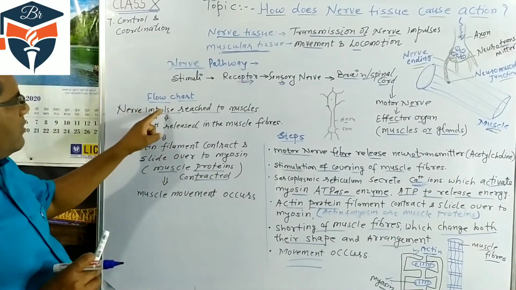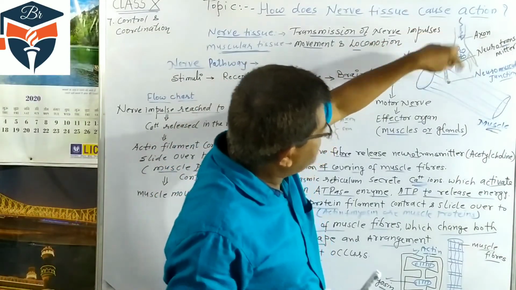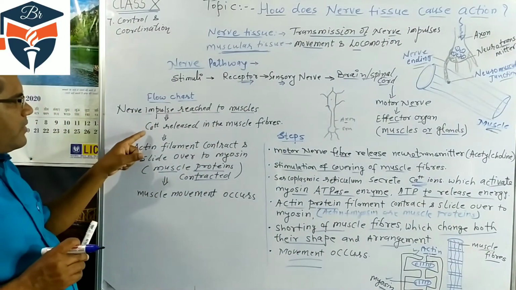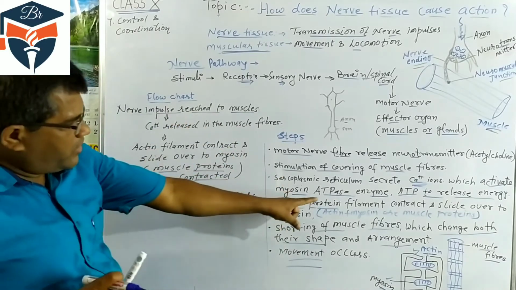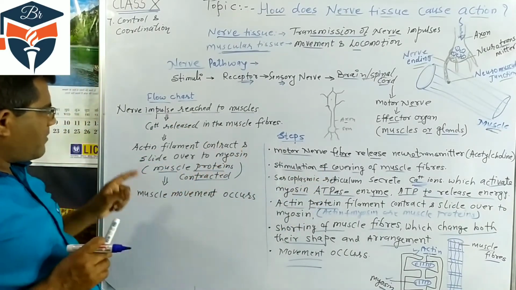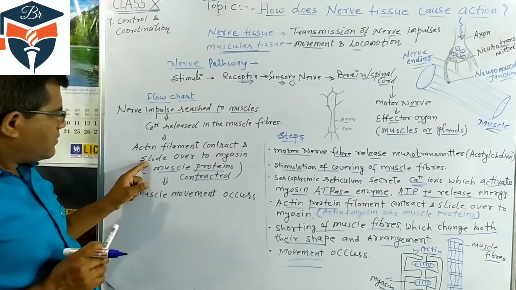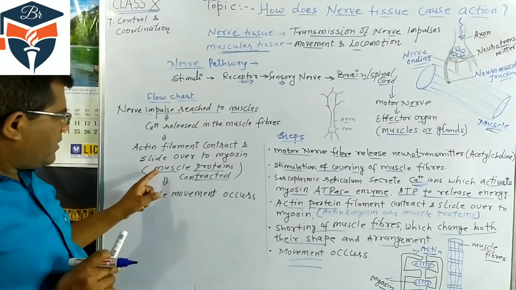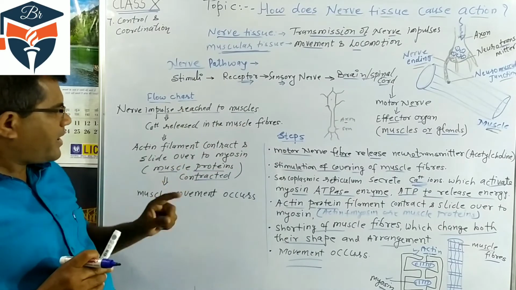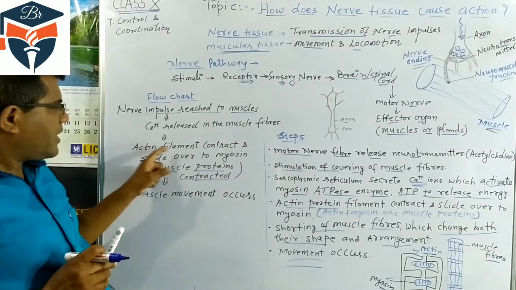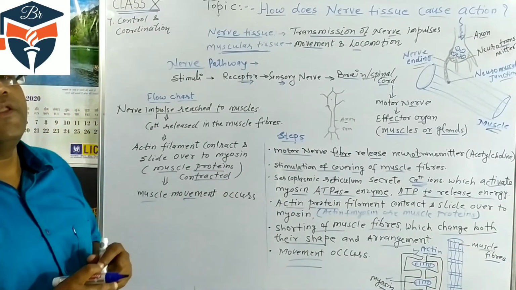Another flow chart is here, which is simple and easy to understand. The nerve impulse reaches the muscle. Then calcium ions are released in the muscle fiber, as I told you. And due to the calcium, the actin filament contracts and slides over the myosin, and the muscle proteins are contracted. This leads to the movement of the muscle.